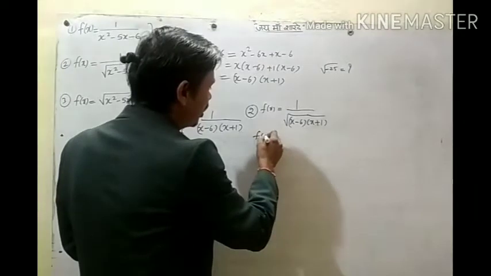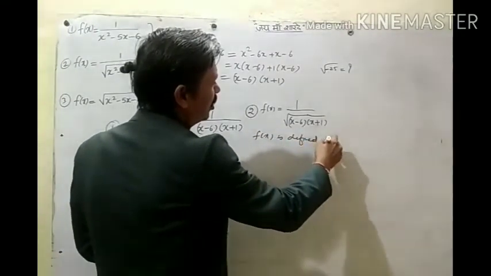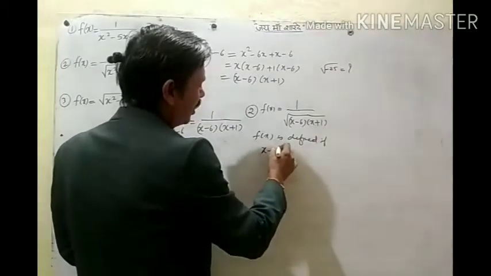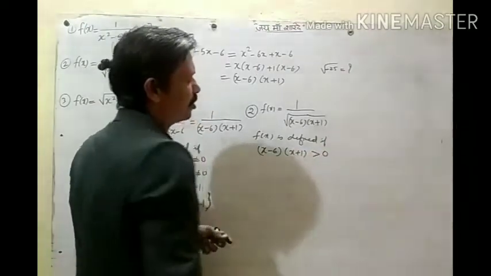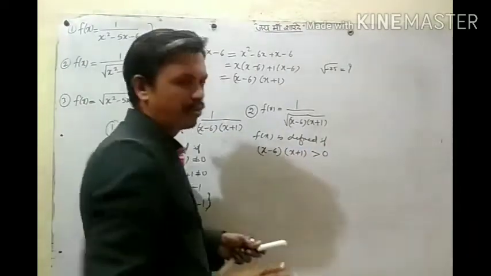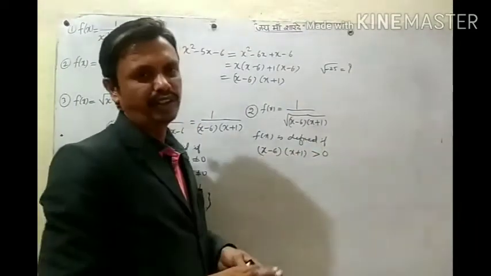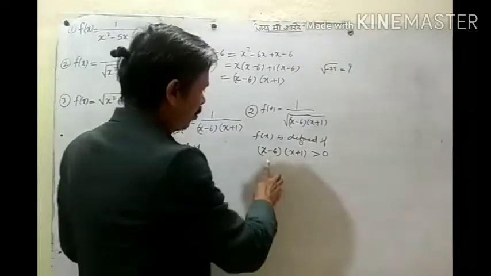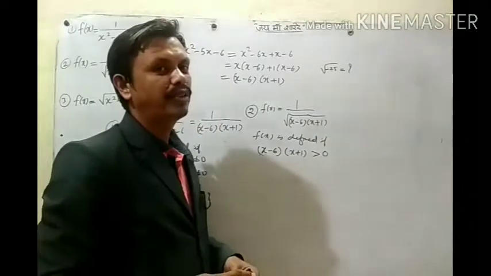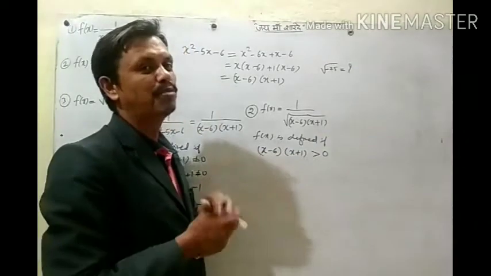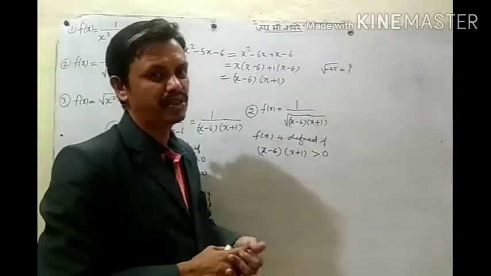So your function in this case, f of x, is defined if x minus 6 into x plus 1 is more than 0. It should be positive, means more than 0. Then only this root number can be defined. Now the product of two numbers is more than 0. It means what? If you multiply two numbers and their product is more than 0, what can we say about those two numbers?